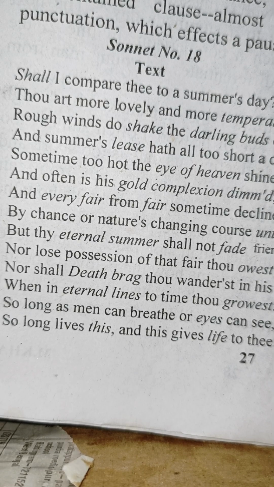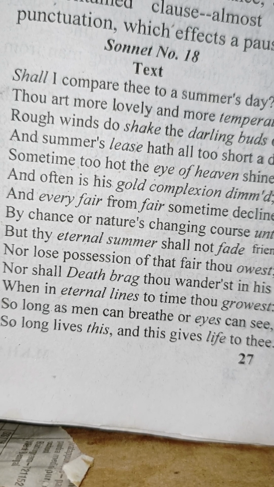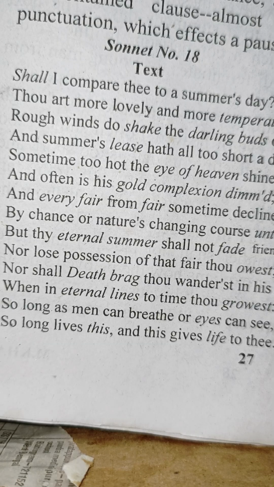So by the changing course of nature, the beautiful elements of the summer's beauty are destroyed, but thy eternal summer shall not fade. Eternal summer refers to the eternal beauty of the poet's fair friend. Summer represents beauty, and eternal means the poet will eternalize his friend's beauty, that is immortal. How does the poet immortalize his friend's beauty? We will come to the point.